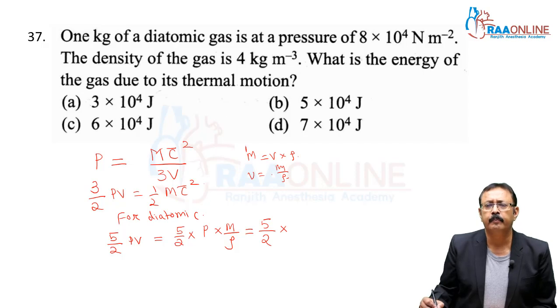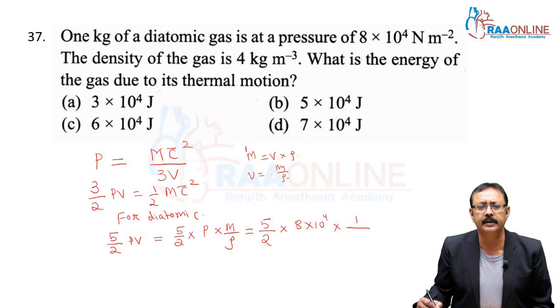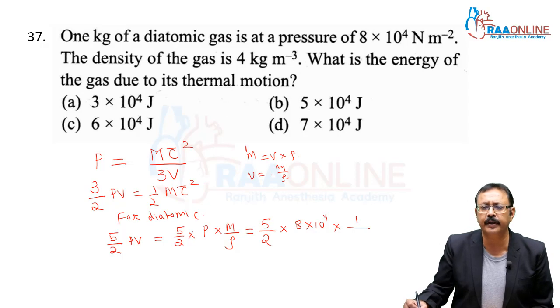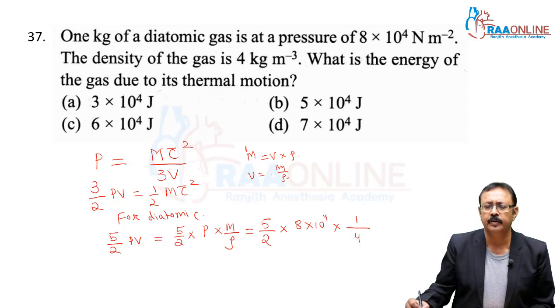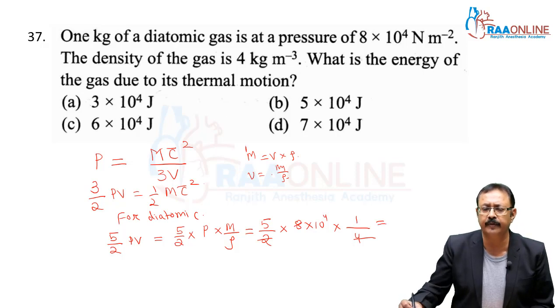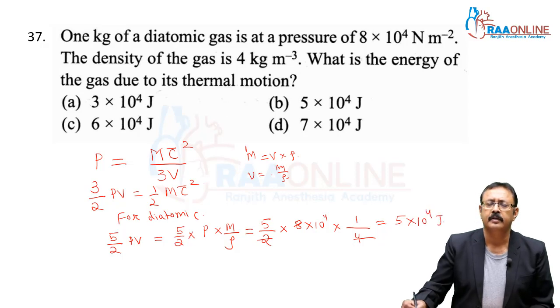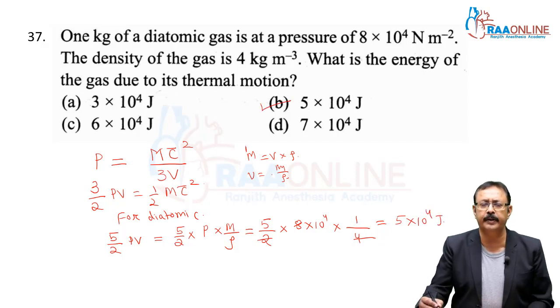5 by 2, pressure is 8 into 10 to the power 4, mass is 1 kg, density is 4 kg per meter cube. So 4 into 2, cancel 8 with 8. So what are we going to get? 5 into 10 to the power 4 joule. So we are going with option B.